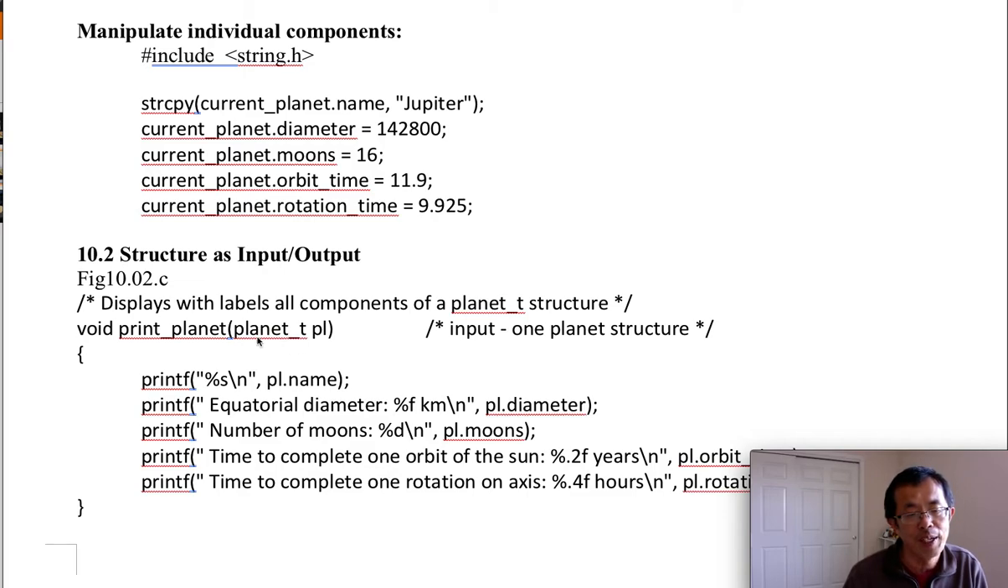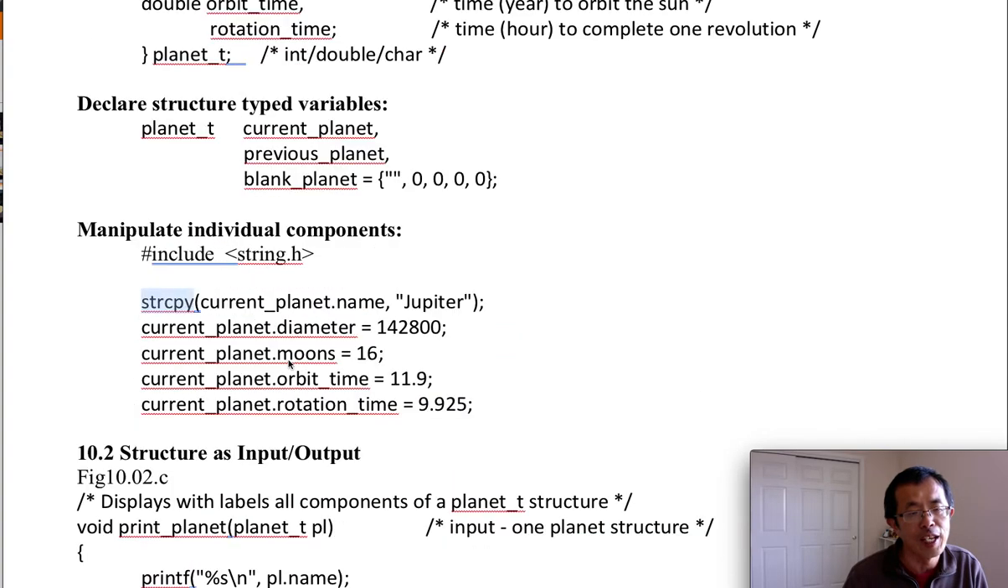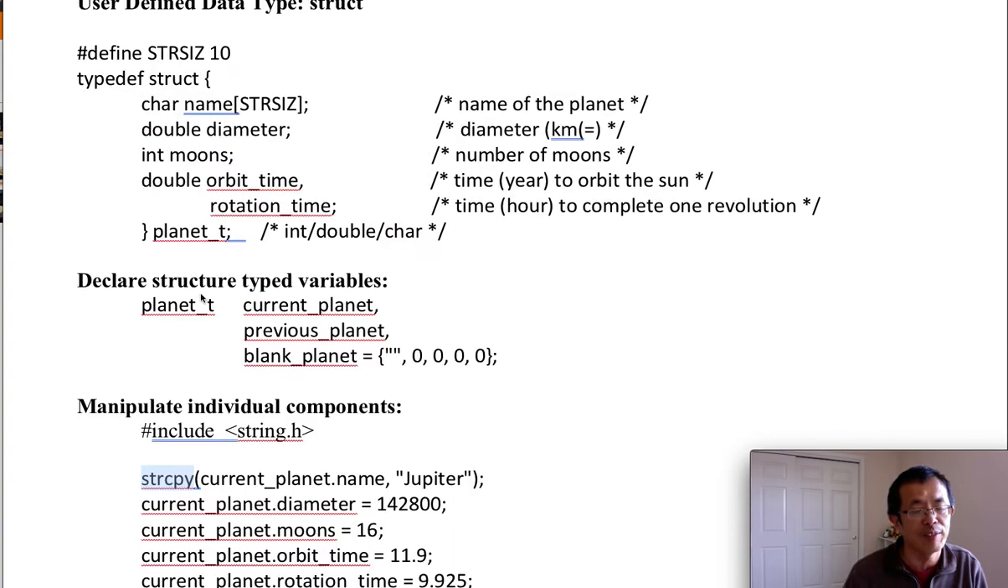Remember, planet_t is the name of a structure we defined earlier. When this is defined as a type, a structure, it can be used just as the types int, double, and char are. So in this line here, we declared 3 planet structure variables.